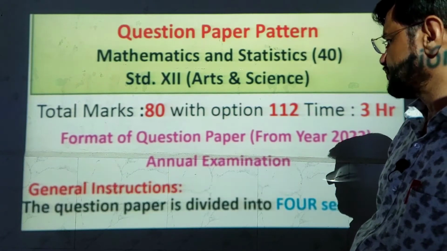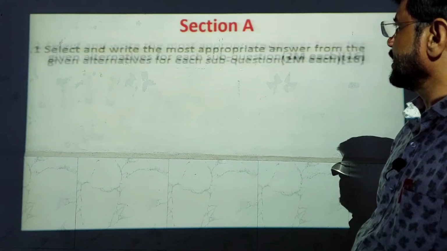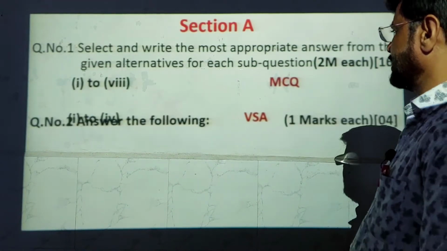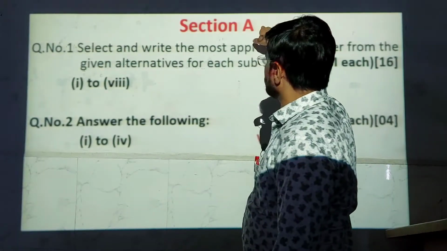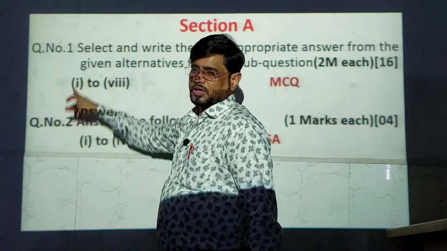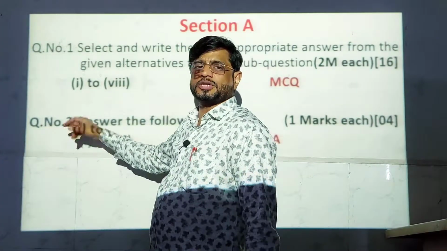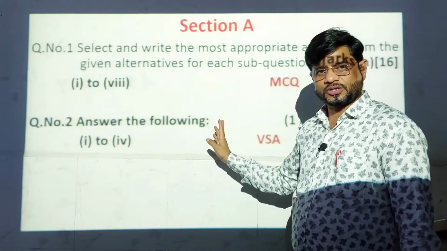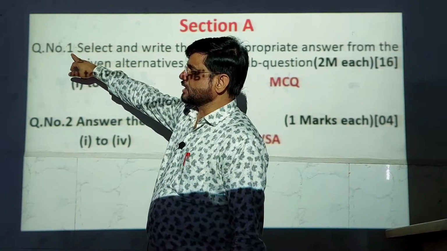General instruction: the question paper is divided into 4 parts. Section A. See here exactly what the questions are. In section A, there are 2 questions, question number 1 and question number 2. Question number 1 is MCQ type and has 8 questions. Question number 2 is very short answer type. It has 4 sub questions, having 1 mark each.